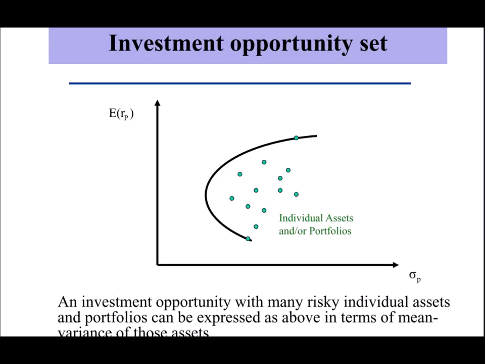Once we compute the expected mean and standard deviation of a portfolio or individual asset using historical data, we can express each stock as one point in this graph. For example, this point is a stock with this mean and standard deviation. Likewise, every dot in this graph means a stock with a pair of mean and standard deviation. That is step 1 of forming the portfolio. In step 2, we're thinking about forming a portfolio using individual dots in this graph.